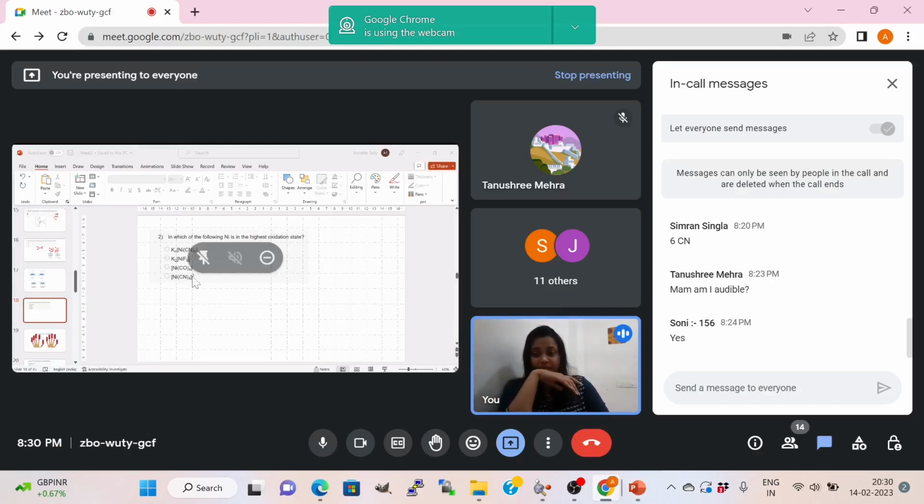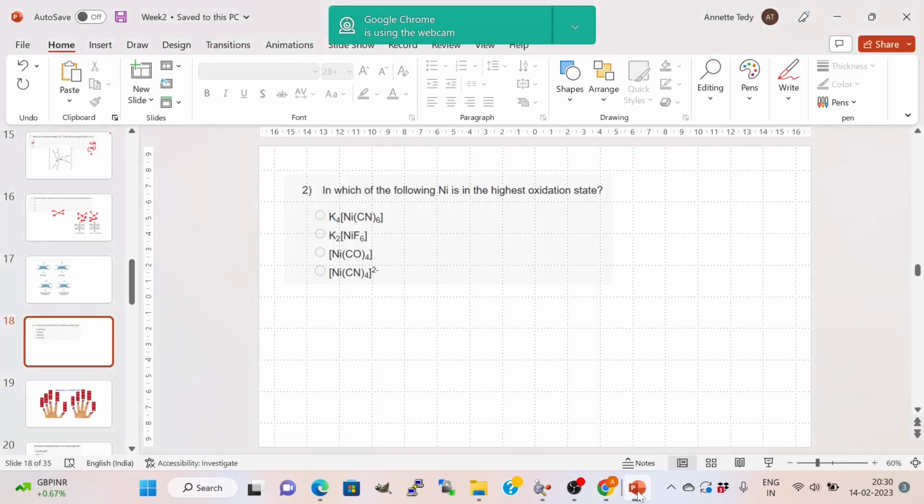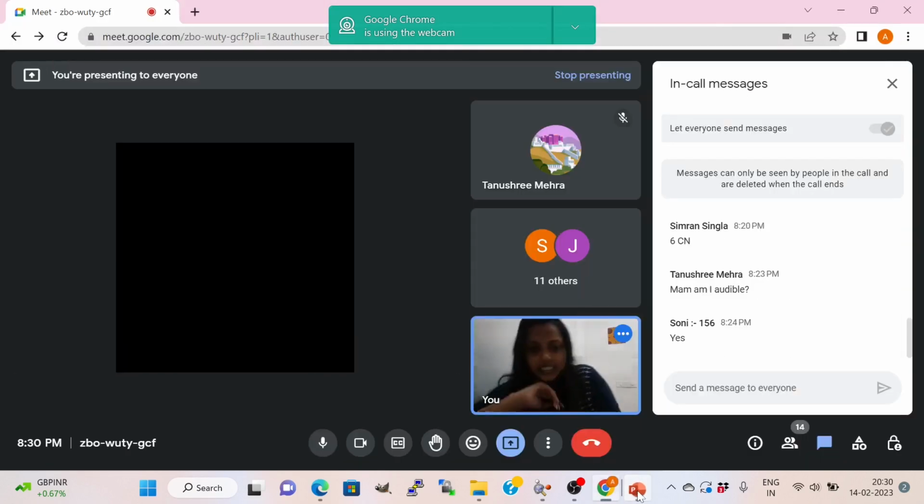Okay, maybe we can go step by step. For the first option, what is the oxidation state? For K4[Ni(CN)6], what is the oxidation state for it?